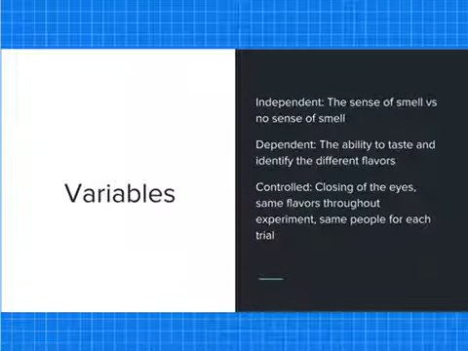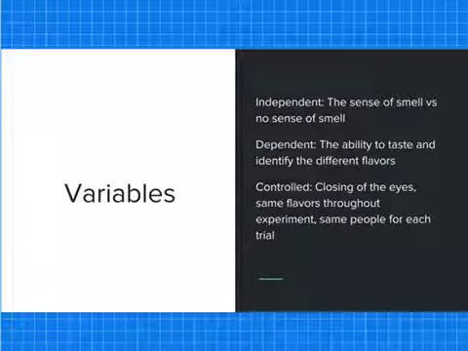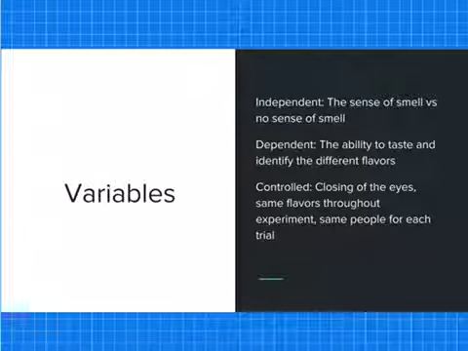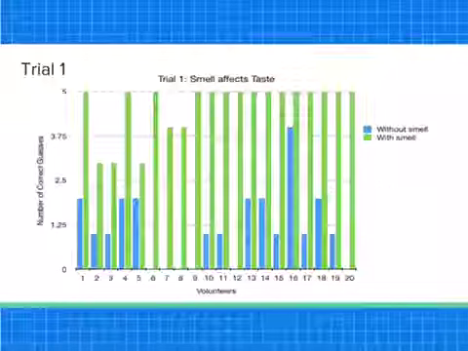My independent variable is the sense of smell versus the absence of the sense of smell. My dependent is the ability to taste and identify the different flavors, and my controlled was the closing of eyes, same flavors throughout the experiment, and the same people for each trial. In my hypothesis, I am testing how the nose affects the tongue's ability to taste. I knew in the lab I was blocking people's ability to smell. That was the variable I was changing, and that's how I knew my independent variable.